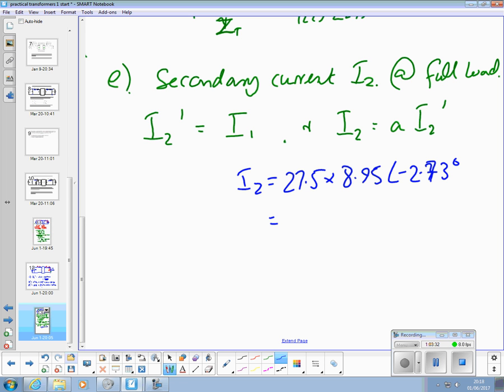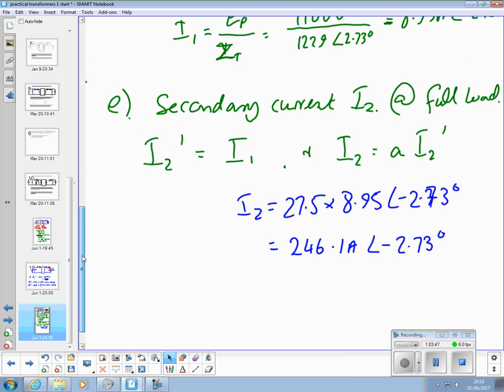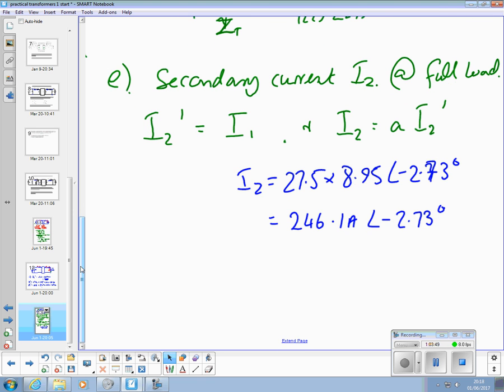So that I2 is, according to my calculation, 246.1 amps, angle minus 2.73 degrees. That's the real current in the secondary, because we've now transferred it back. That is quite substantial.